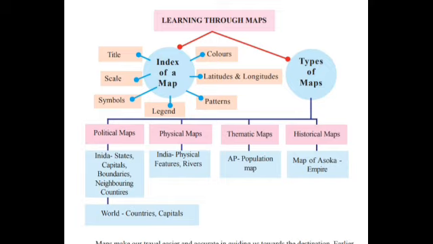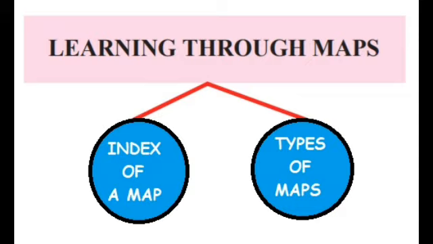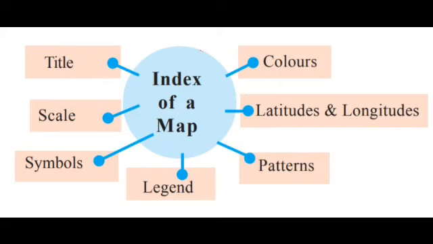Children, see the picture given on the screen. The mind map of learning through maps. This chart presents the overview of this chapter. Learning through maps divides into two parts. First one is index of a map and second one is types of maps. In index of a map, it explains to us the elements of a map. They are title, scale, symbols, legend, colors, patterns, latitudes and longitudes.